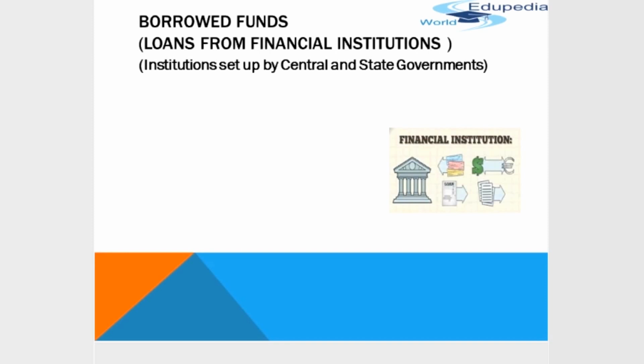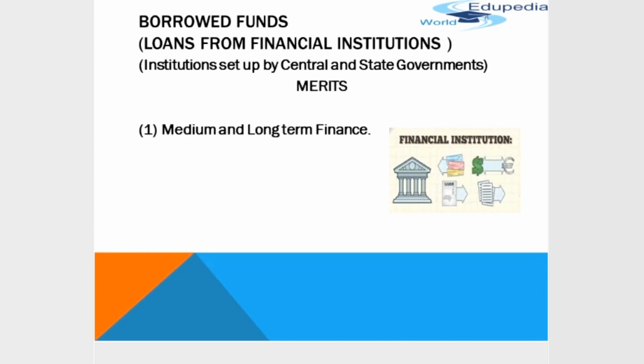So what is the role of financial institutions? The primary role of a financial institution is to provide liquidity to the economy and permit a high level of economic activity than would otherwise be possible. So this is the role of financial institutions. Now let us see what are the advantages, what are the merits of loans from financial institutions.